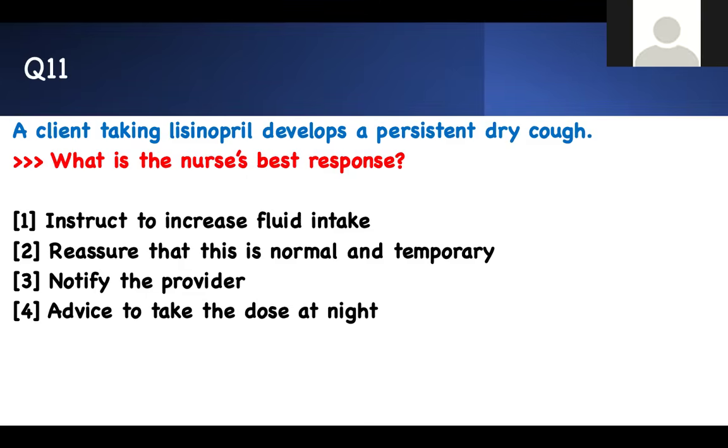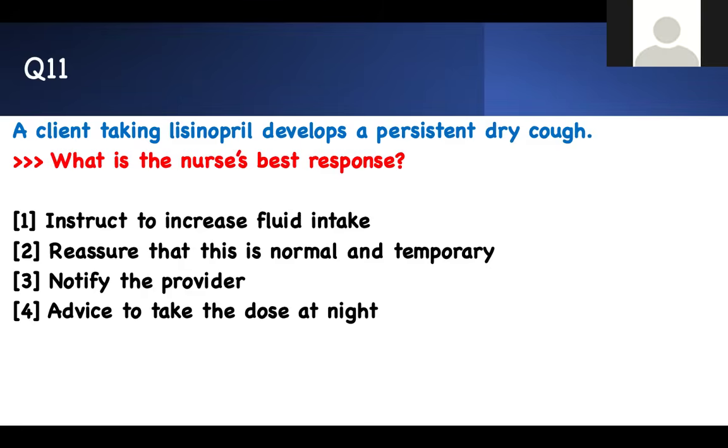Patient has persistent cough. Do you let them increase fluid intake, or you tell them this is normal, or notify the provider, or advise to take the dose at night? Put down your answer or your comment. Stop the video, answer yourself because you got to keep your score. Persistent cough is expected. It's not an emergency, but if it persists, it's a warning sign that we got to modify the medication. Therefore, the right answer is number 3.